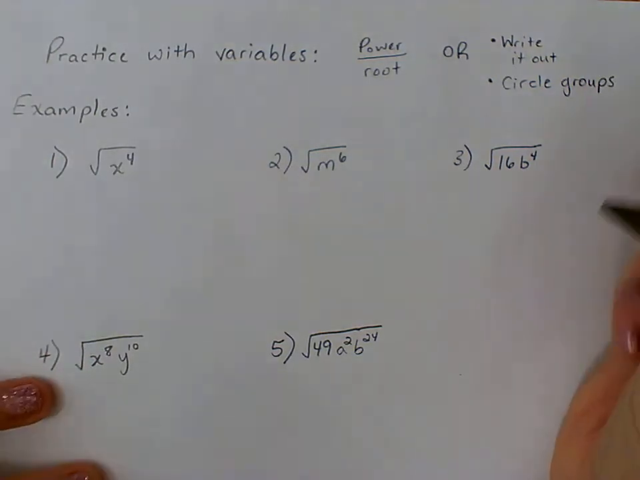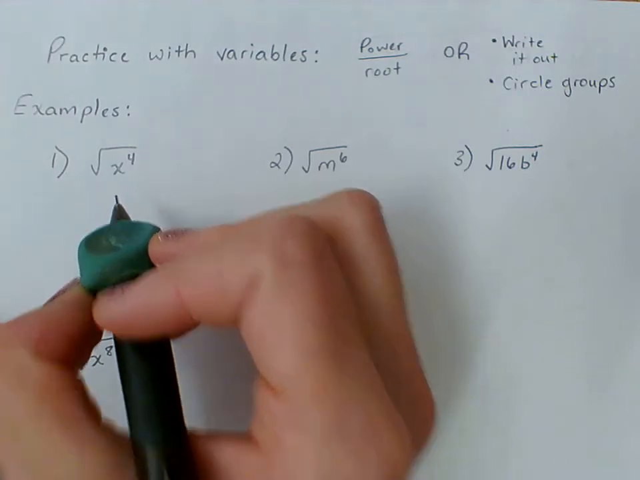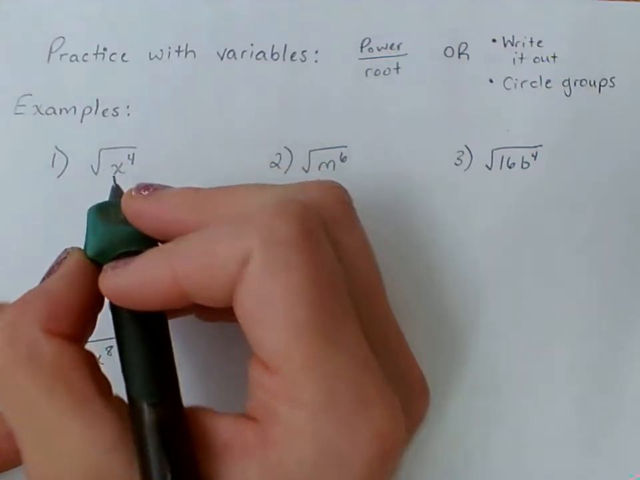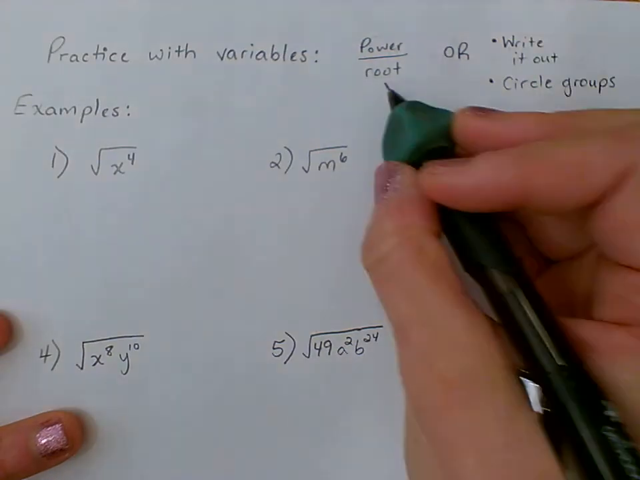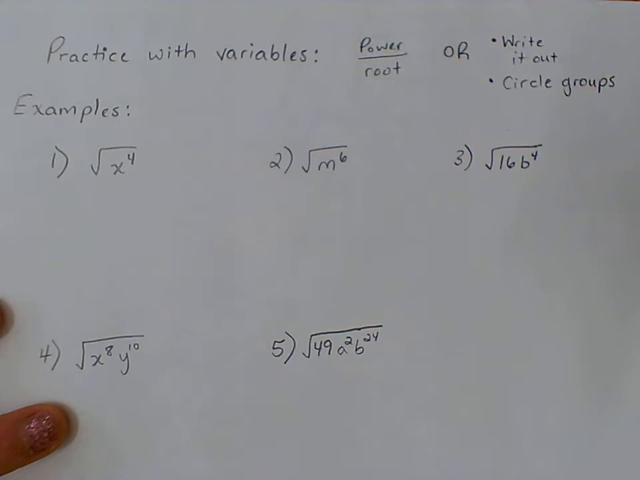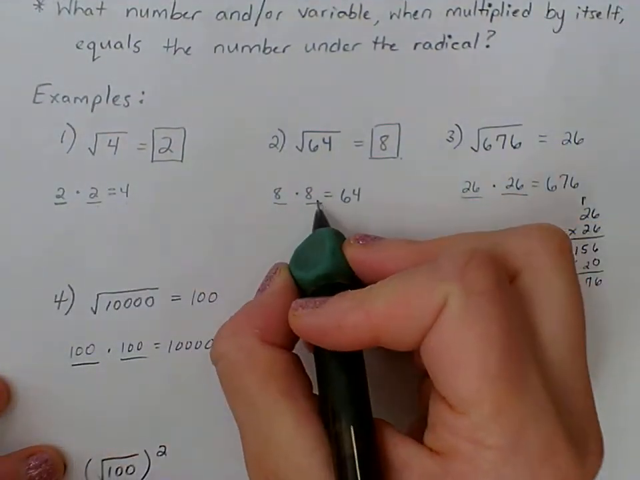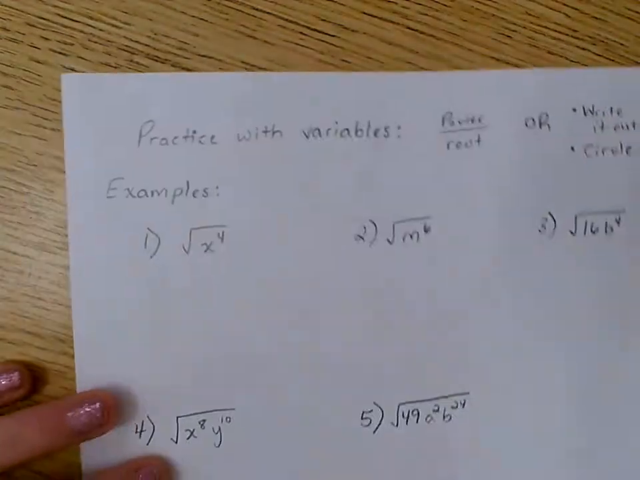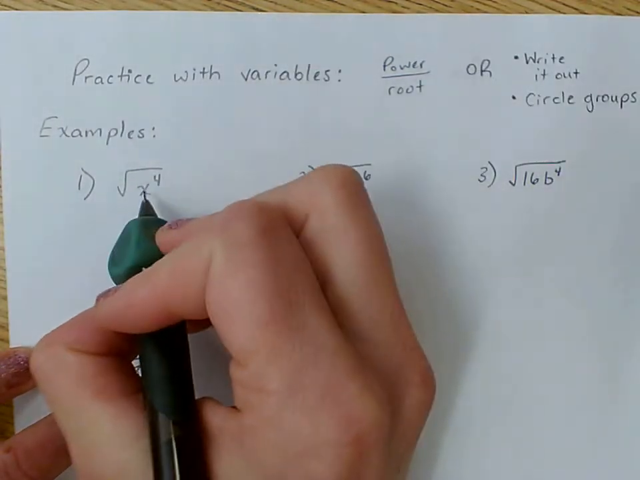Just thinking about it, just like with numbers, you're still looking for what variable times itself gives you this under the radical. Sometimes you could figure it out that way, but if it's not working for you, you have two other ways to do it, okay? If you think back to when we did the numbers, you're asking what number times itself gives you the number under the radical. Well, for these, you're asking what variable times itself gives you this under the radical, okay?